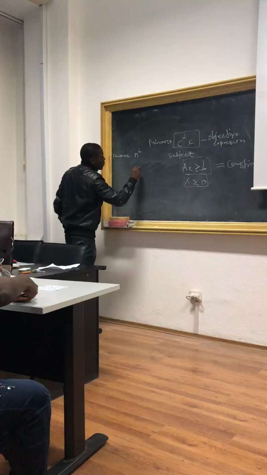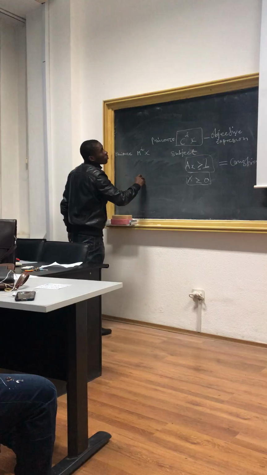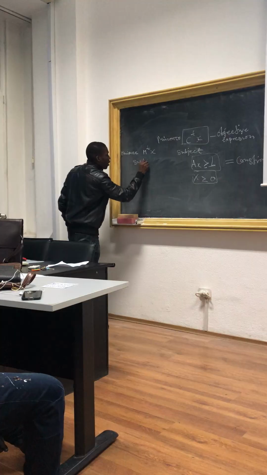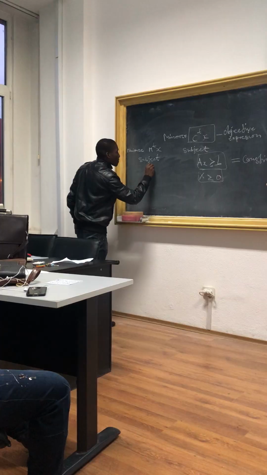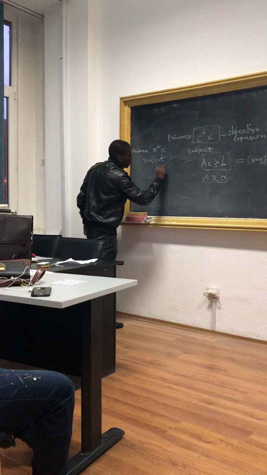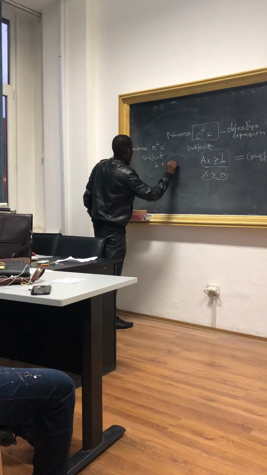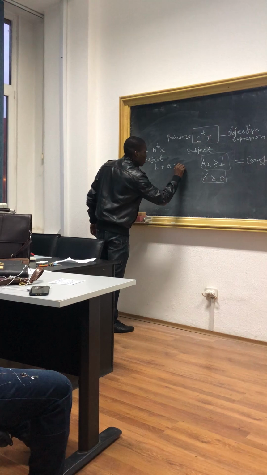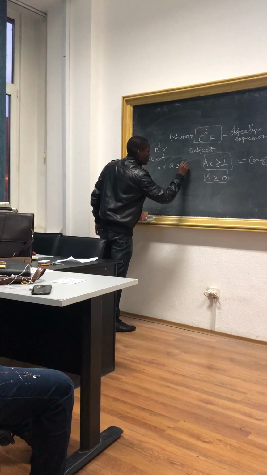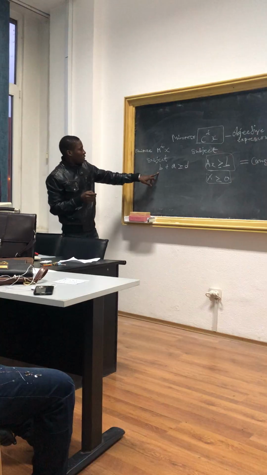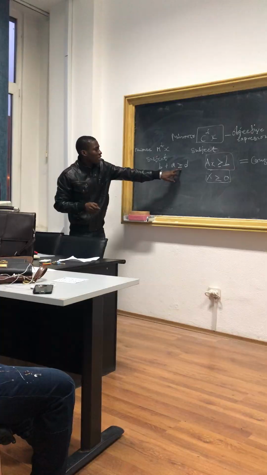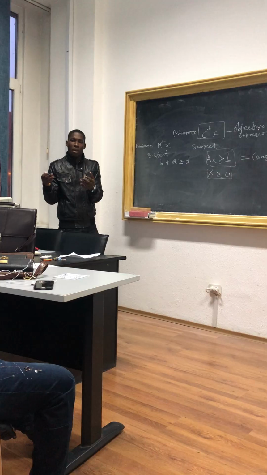Assuming we have something like this, probably minimize, I want to use other letters so that you will understand what I'm saying, mTx, then subject to, let's say, B plus A greater than or equal to, let's say, D. So if we have something like this, minimize mTx subject to B plus A greater than or equal to D, in the dual problem, how will it look?